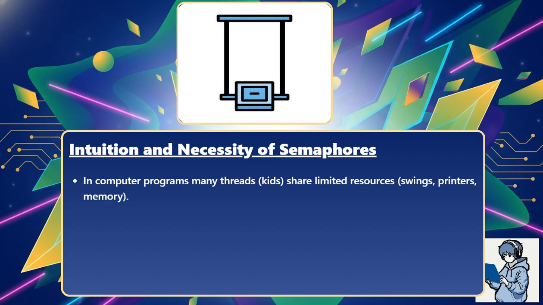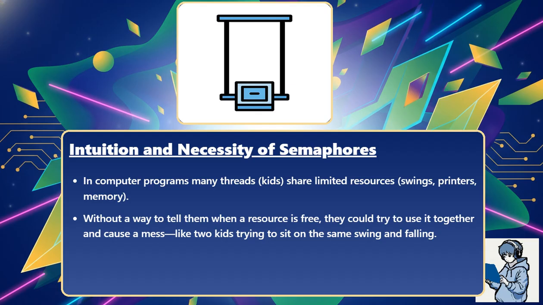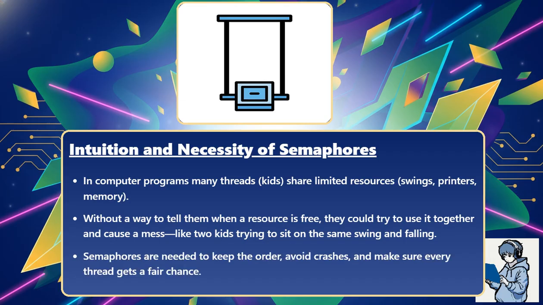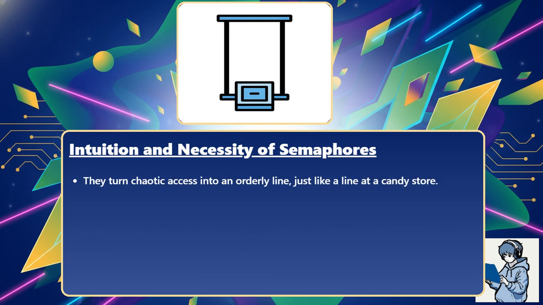In computer programs, many threads (kids) share limited resources (swings): printers, memory. Without a way to tell them when a resource is free, they could try to use it together and cause a mess, like two kids trying to sit on the same swing and falling. Semaphores are needed to keep the order, avoid crashes, and make sure every thread gets a fair chance. They turn chaotic access into an orderly line, just like a line at a candy store.